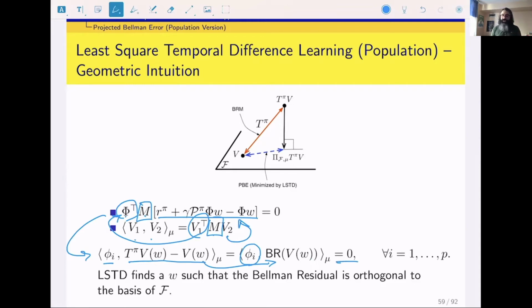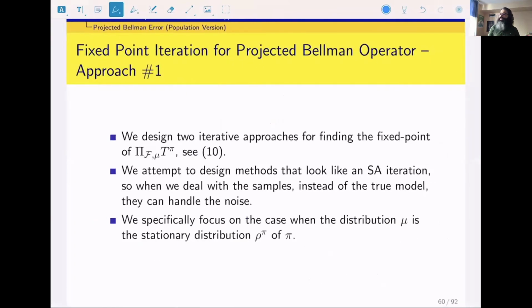The geometric interpretation of it is that LSTD finds a w such that the Bellman residual is orthogonal to the basis of the function space. Because if the inner product of V1 and V2 is 0, it means that they're orthogonal, according to this mu, of course. Okay, any questions so far?